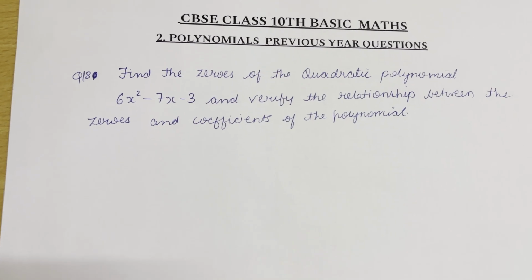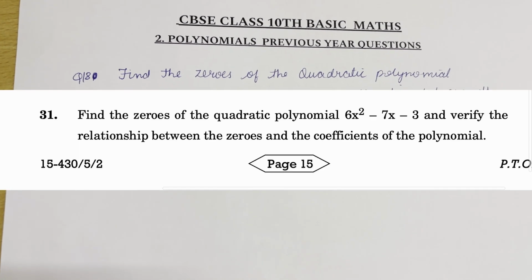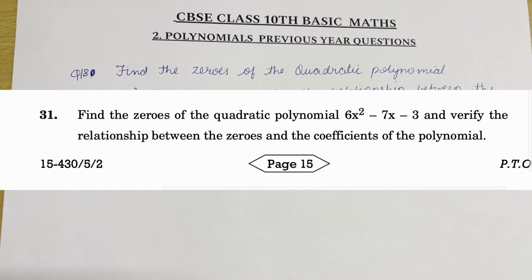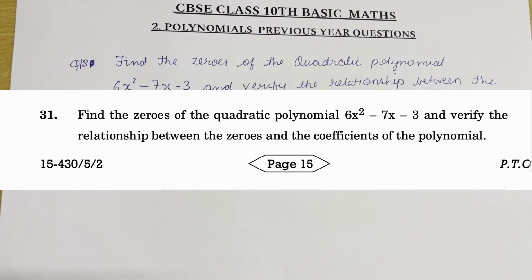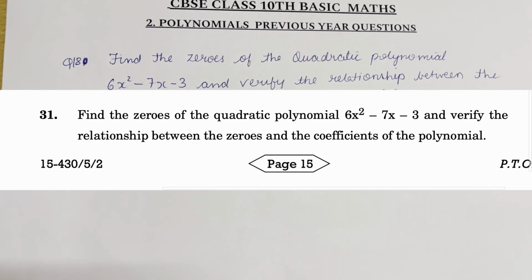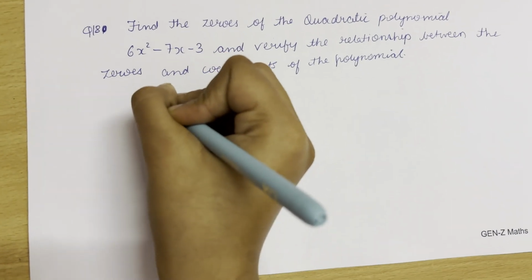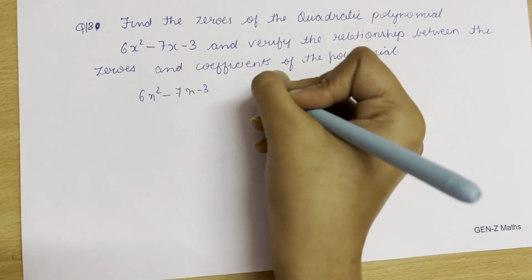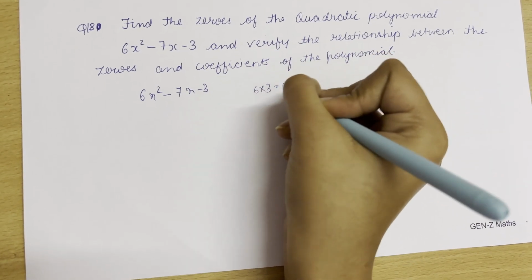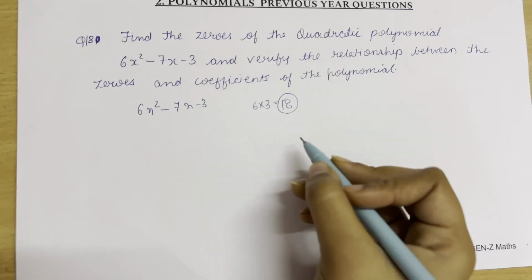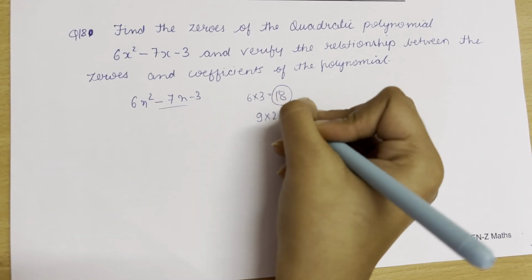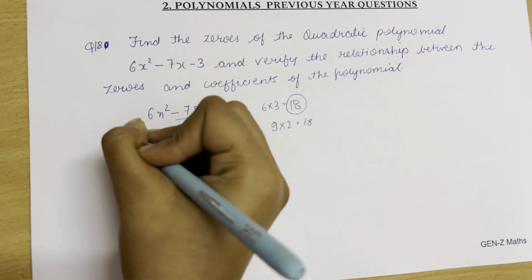This question says, find the zeros of the quadratic polynomial. The quadratic polynomial given to us is 6x square minus 7x minus 3. And again we need to verify the relationship between the zeros and the coefficients of the polynomial. So we'll follow the same steps, 6x square minus 7x minus 3. We need to find 18, and we need to split 7 somehow. It could be split as 9 into 2, which equals 18.